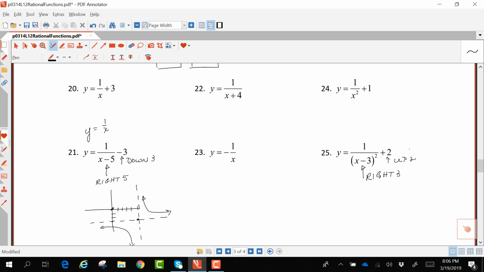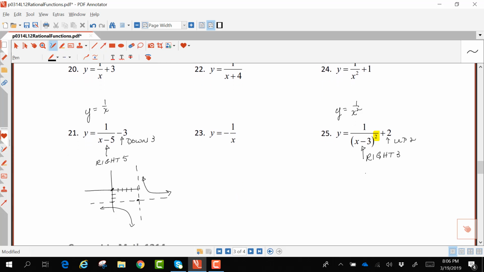Now the reason I know this is a transformation of the parent graph 1 over x squared is based on the squared on the binomial in this denominator. Now if I were to graph this, again I would focus on the origin moving to the right 3 and then up 2. This would give me my two asymptotes, and then my graph would be in the upper two quadrants of the two asymptotes.